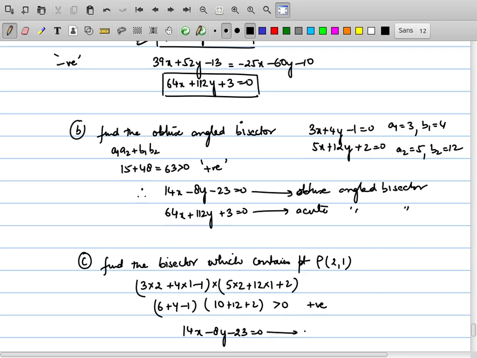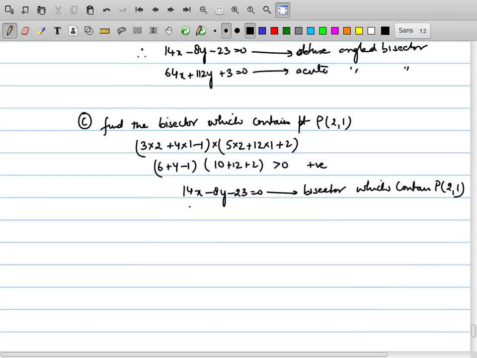Is the equation of the bisector which contains the point 2, 1. And which is the bisector which does not contain 2, 1? Obviously the other one. 64x plus 112y plus 3 equals 0 is the bisector which does not contain the point 2, 1.